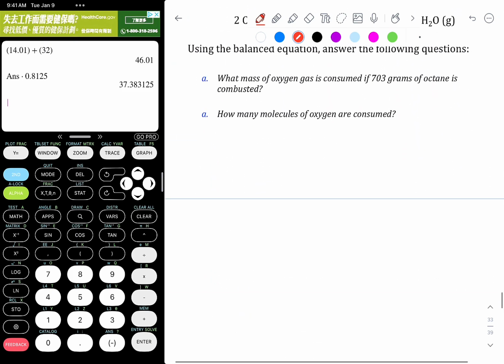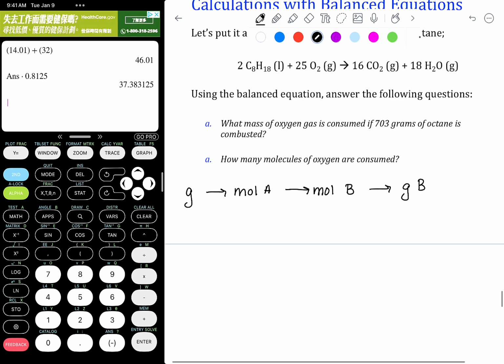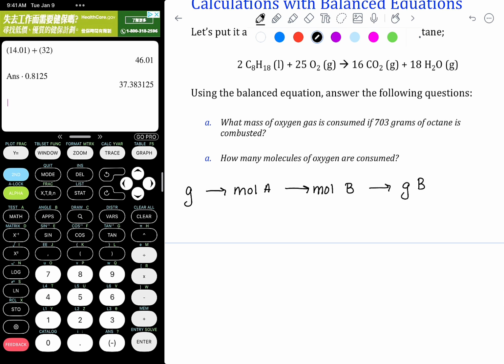I have some extra room here. So what mass of oxygen is consumed if 703 grams of octane is combusted? So our molar roadmap tells us we have to go from grams to moles of A. Then we have to go to moles of B. And then from moles of B to grams of B. So what I want you to do is pause the video and solve that first part of the problem on your own.